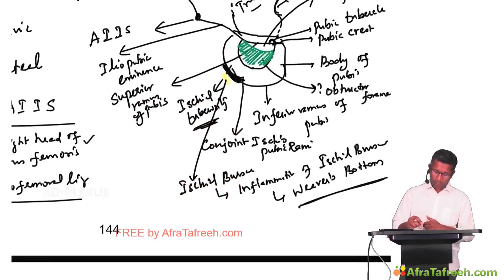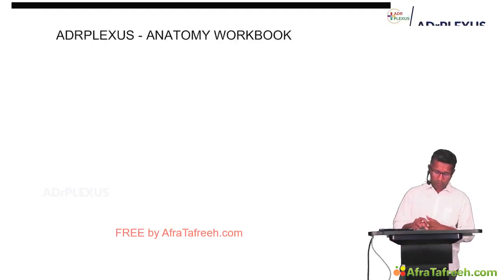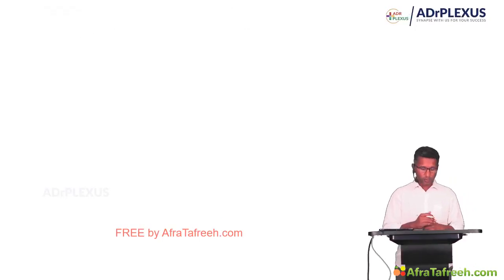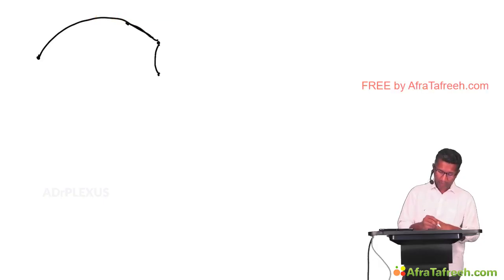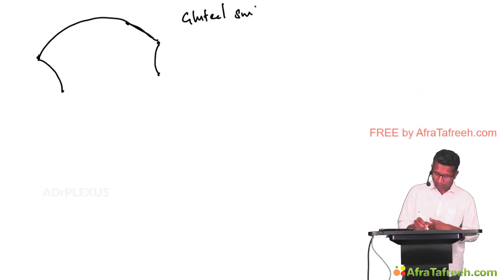Okay, when we come to the outer surface of the hip bone, again you can see the posterior superior iliac spine ending in the anterior superior iliac spine here. The anterior inferior iliac spine is here. The posterior inferior iliac spine is here. So what is this? This is the gluteal surface of the hip bone.